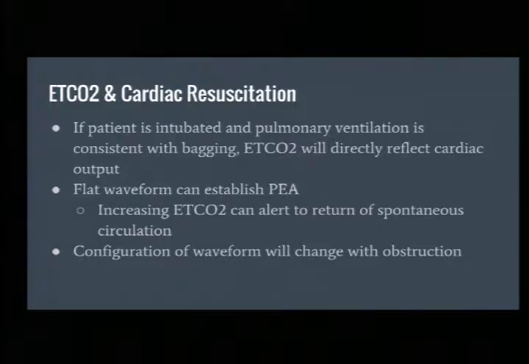So all of a sudden your capnography looks different. You worry about, is there a big mucus plug or a big blood clot or something in your tube, or is your equipment obstructed?